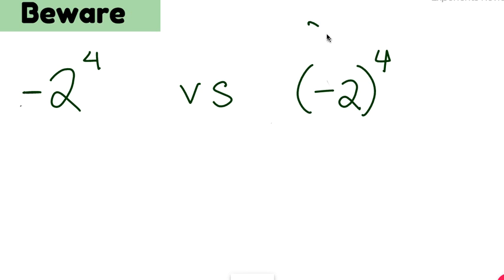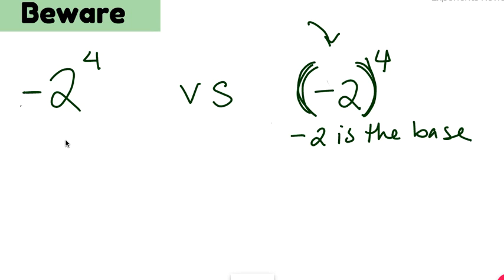Over here, because there are parentheses, that means the negative and the 2 are the base. On the left-hand side, the only number that's the base is the 2. That negative is like some other number off to the side. It's just saying this is negative. The whole power is going to be negative, is basically what that is saying. On the right-hand side, this is saying negative 2 is to the fourth power. This is probably the trickiest part of dealing with exponents.